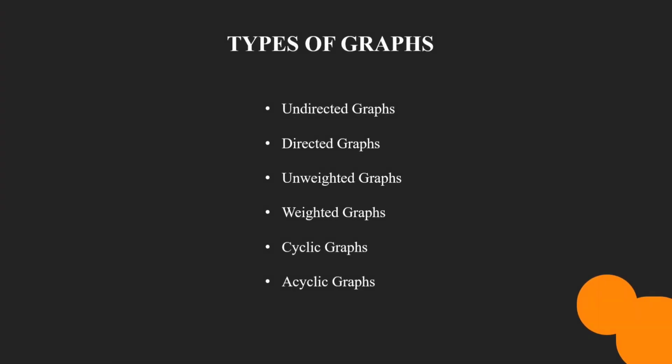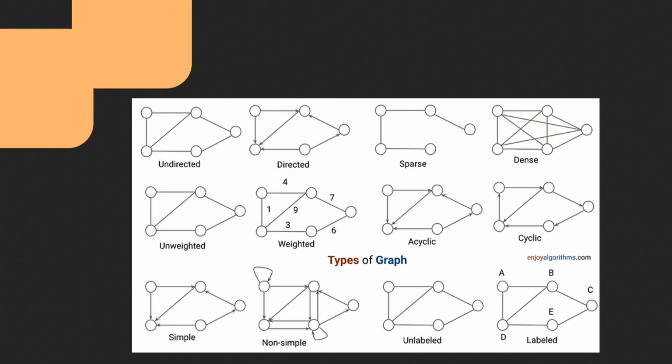So next I will talk about types of graphs. There are many graphs in data structures. Here we can see some examples of the graphs in this slide: undirected graphs, directed graphs, unweighted graphs, weighted graphs, cyclic graphs, acyclic graphs. Next, I will show you some examples of different types of graphs. You can see the difference by looking at each of these graphs.